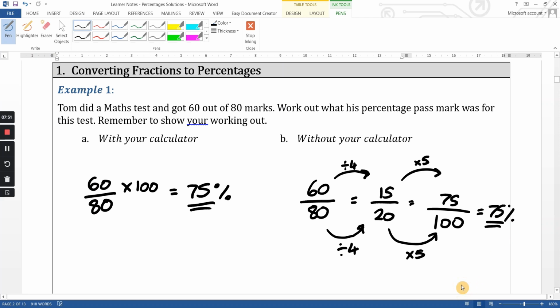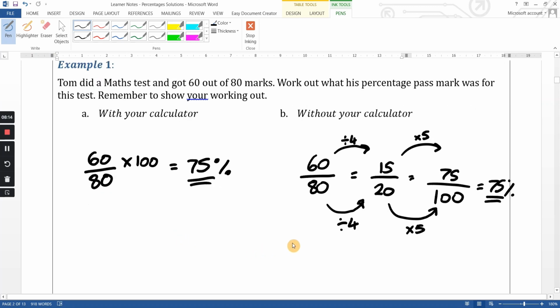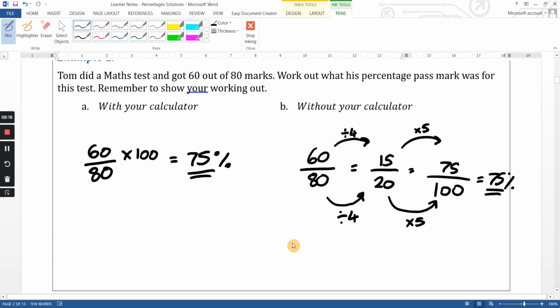So 2 different methods. You'll notice these methods are both different. Whichever you think is going to be the quicker one for you, and obviously with and without your calculator, you could have done it differently. You could have simplified your fraction and then times by 100. Similar to the first method here. Your choice really. Ideally you want to do it as quickly as possible. So it's completely your choice what you want to do.